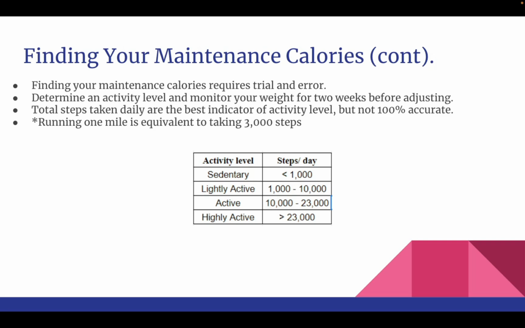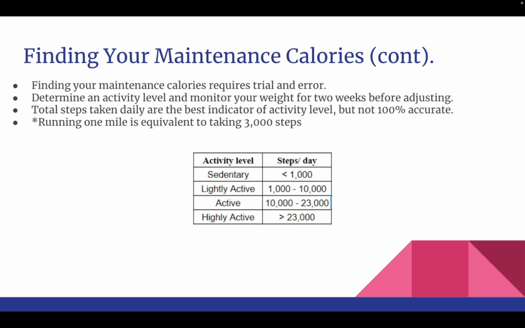So, it really takes trial and error to accurately determine what your activity level is. But what I will say is your options are sedentary, lightly active, active, and highly active. Obviously, if you were to lift weights for an hour and take 9,000 steps, you'd be boosted from the lightly active to the active category, okay?